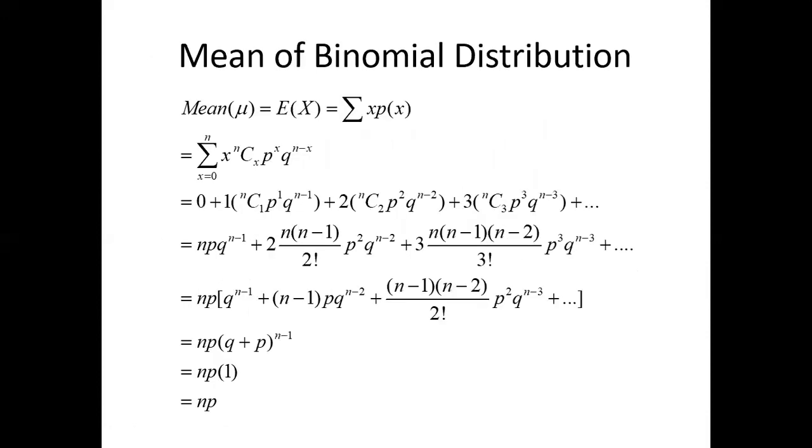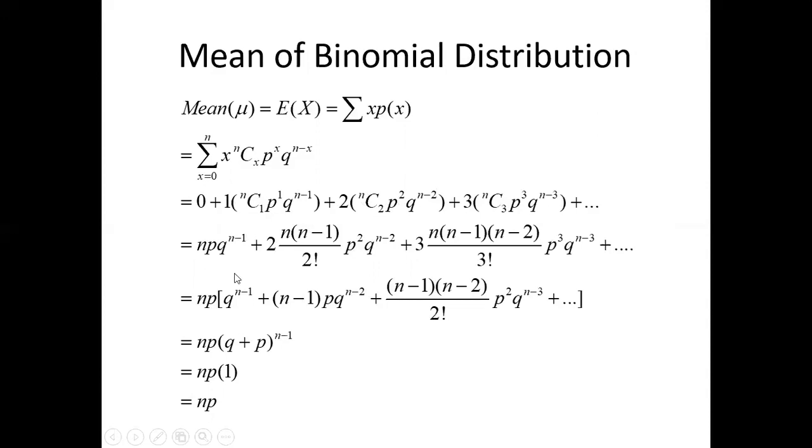Now we'll see what is the mean of the binomial distribution. Let X be the binomial random variable. Then mean mu equals the expectation of X, which by the formula is the summation of x into P(x), for x equals 0 to n, x into nCx p^x q^(n − x). Expanding this: for x equals 0 the term is 0, plus 1 into nC1 p^1 q^(n − 1), plus 2 into nC2 p^2 q^(n − 2), plus so on.